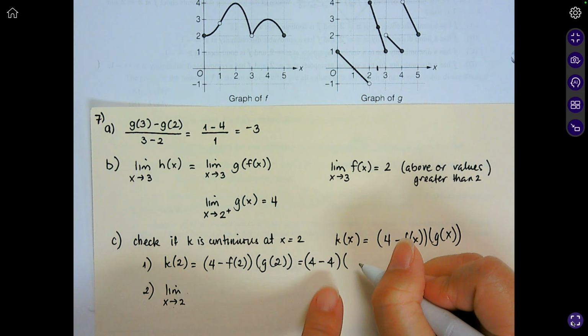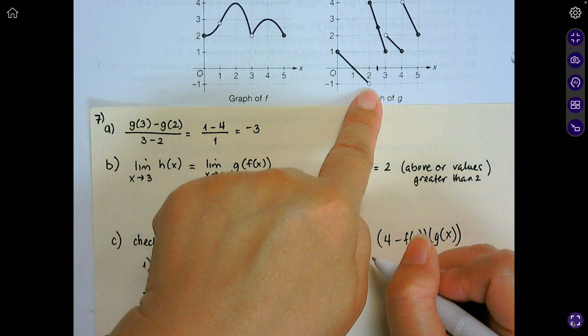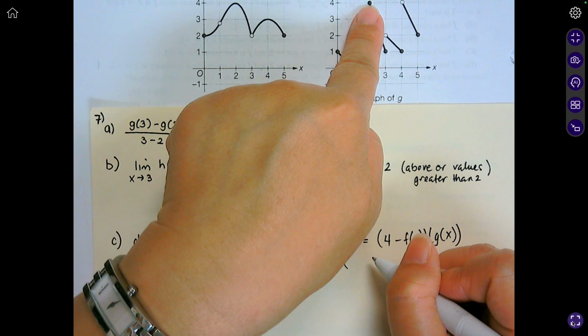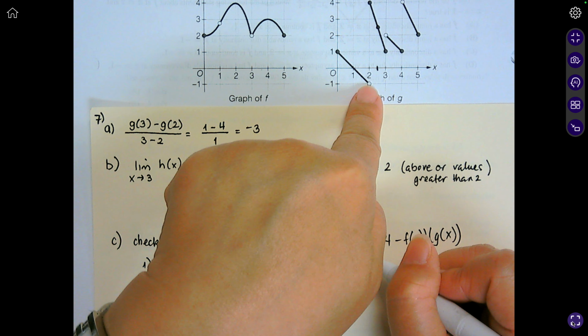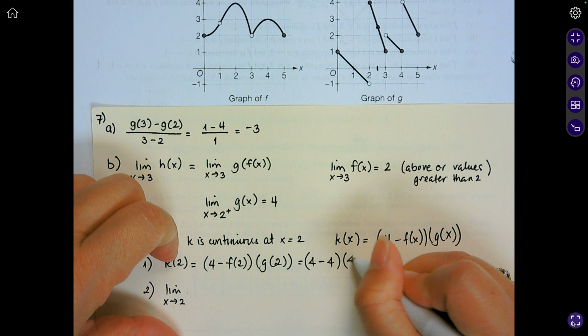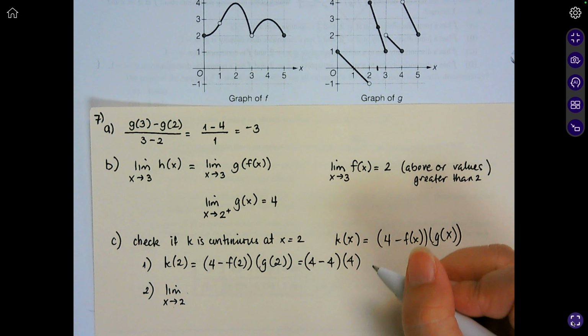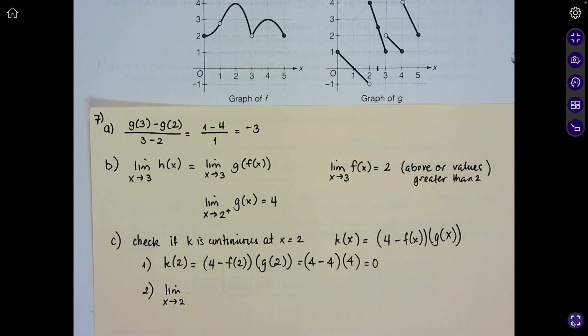Times g at 2. So here's g. At 2, you don't look at this point. You look at the closed circle, which is 4 again. Do you guys see that? At 2, that doesn't have a point, and that one does, so you have to use that one. So that's going to be 4. But then 0 times 4 is also going to be 0. So the y value when x is 2 for function k is 0. Are we good?